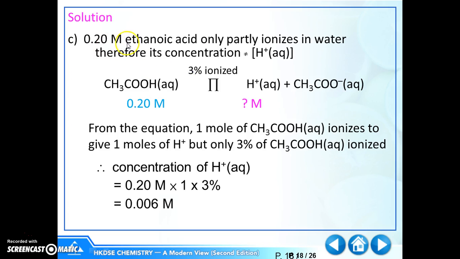For the pH of ethanoic acid, it is a weak acid which can only have 3% of the CH3COOH ionized. So that's why the concentration of the acid does not equal the concentration of H+. We need to figure out the concentration of H+ by multiplying the concentration of the acid, the basicity of the acid, and the degree of ionization to find out the answer.